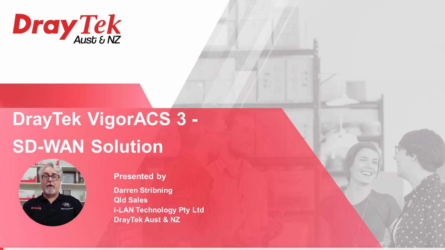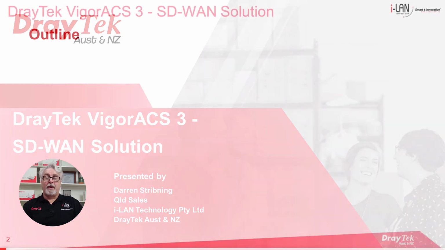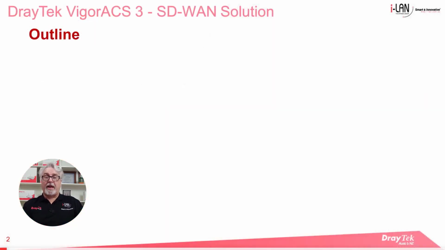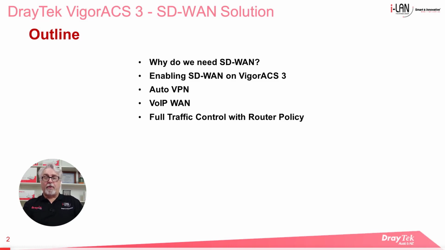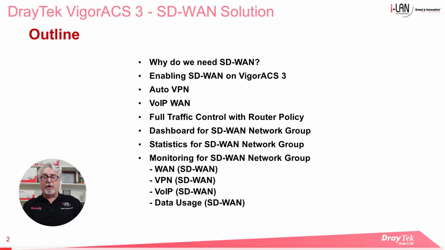This is the final part of our webinar series about ACS 3 to help you to successfully install and configure various components of it to allow you to easily manage your customer networks. In today's presentation, we'll look at the SD-WAN features available in VigorACS 3. That includes enabling SD-WAN on VigorACS 3, auto VPN, VoIP WAN, full traffic control with router policy, the dashboard for SD-WAN, and statistics and monitoring for SD-WAN network groups.